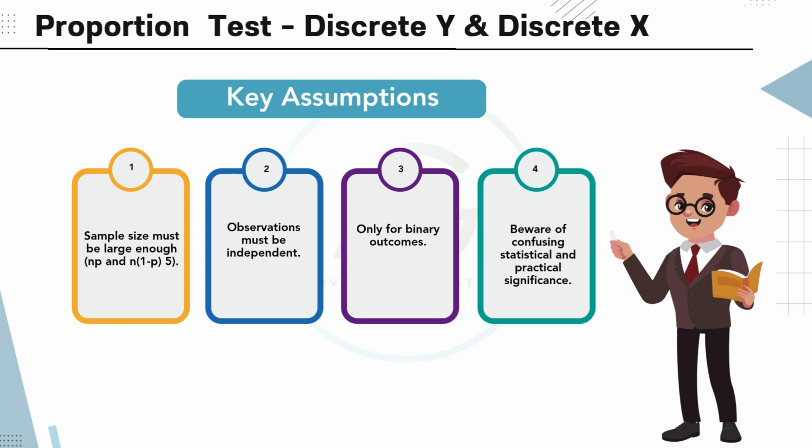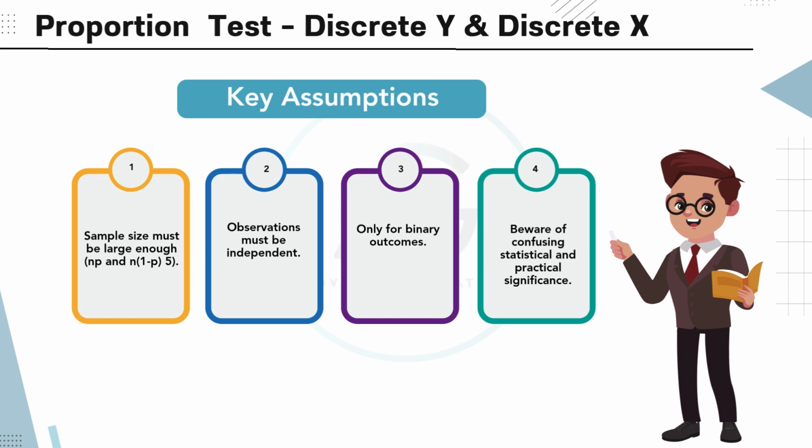2. Observations must be independent. Each data point should not influence another. For example, if you're checking defect rates, one item's result shouldn't depend on another's. Independence is a core assumption in all hypothesis tests.